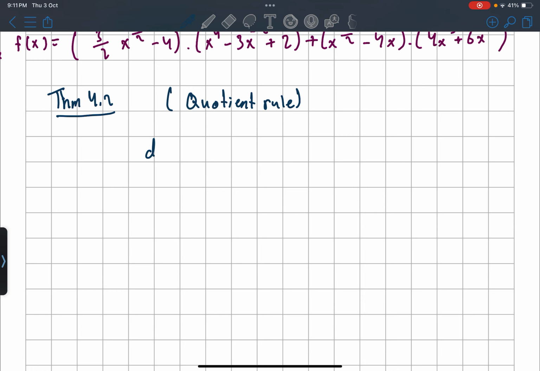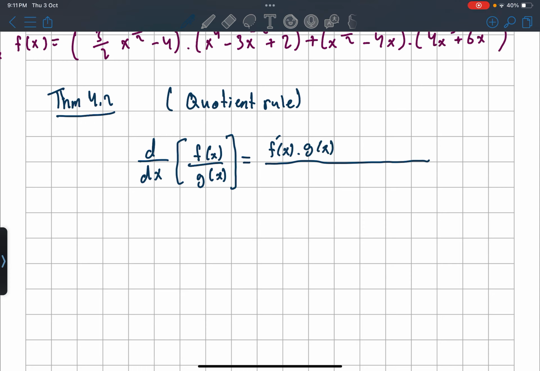So assuming we have d/dx of f(x) over g(x), we have to find a derivative of f(x) over g(x). The quotient rule says we first find the derivative of f(x) times g(x) minus f(x) times g prime of x, and we make the denominator g(x) squared.